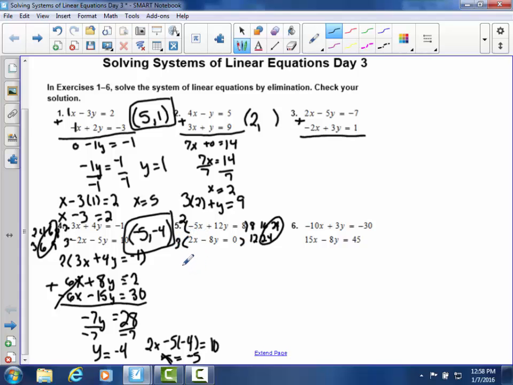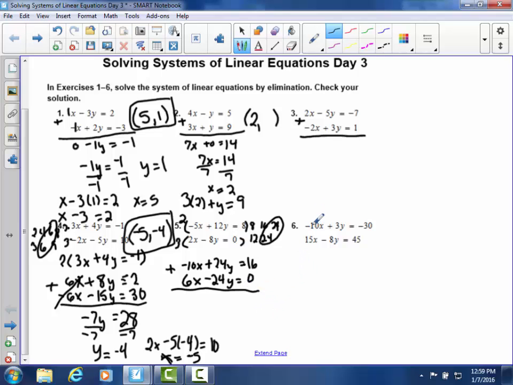All right, so my new equations would be negative 10x plus 24y equals 16. And the second one would be 6x minus 24y equals 0. And then I'd be ready to add them together. All right, and I'm going to leave that for you to finish up there.